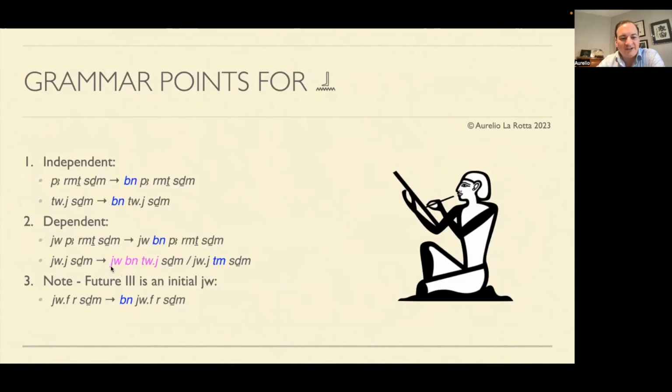While in the first present, iw.f sdm.f, it has to be iw bn. I'm sorry, the iw stays in front, bn goes after. So that's really an interesting difference here. I think that's why Neveu stresses it that much, because they're being treated differently in terms of construction. And I wish I could say that this has become second nature. No, it hasn't.